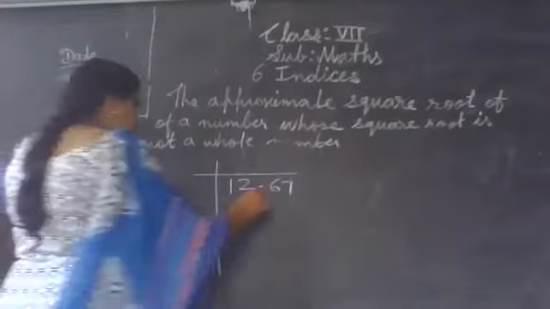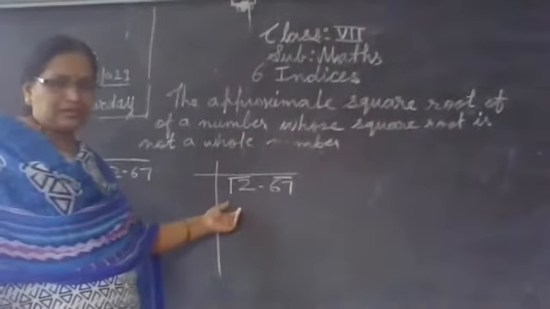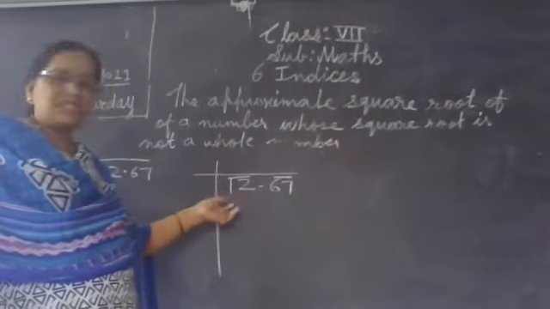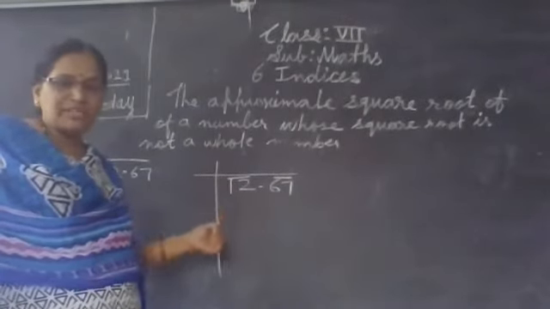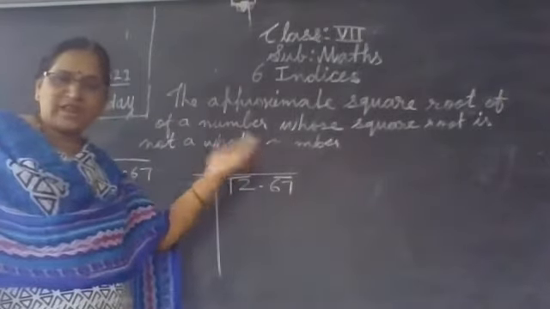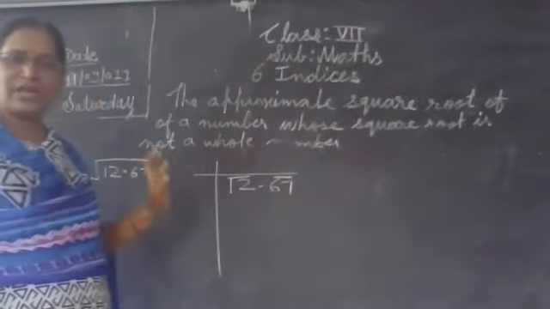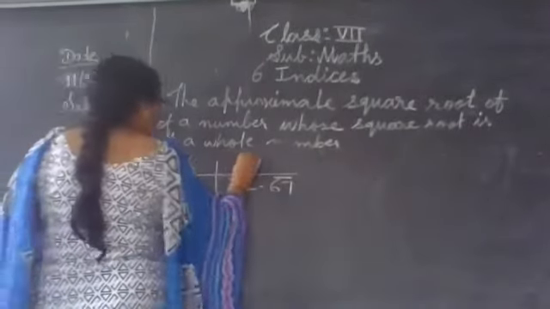Okay, and now make the pair. So 12. Which is the nearest perfect square to this 12? 3 3s are 9. If I take 4, 4 4s are 16, so 3 is better than 4 for 12. So 3 3s are 9.